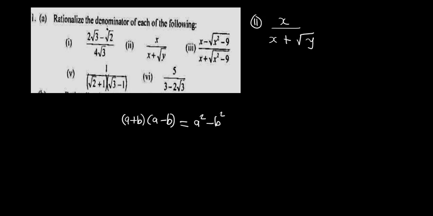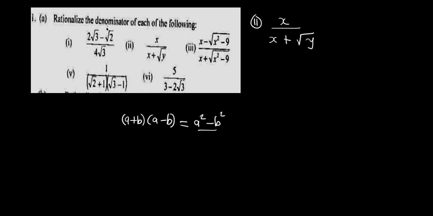Alright, so we go to the second one. We have x over x plus root y, right? How do we do this one? So here we need the conjugate. If you have a plus b, the conjugate will be a minus b, which will result in a squared minus b squared. This is the rule that we'll be using.